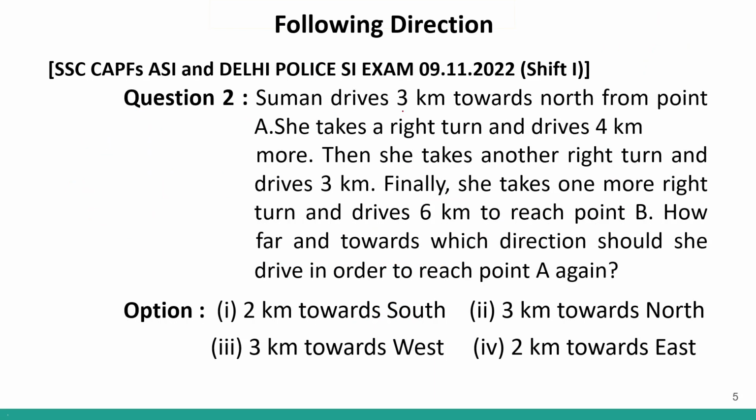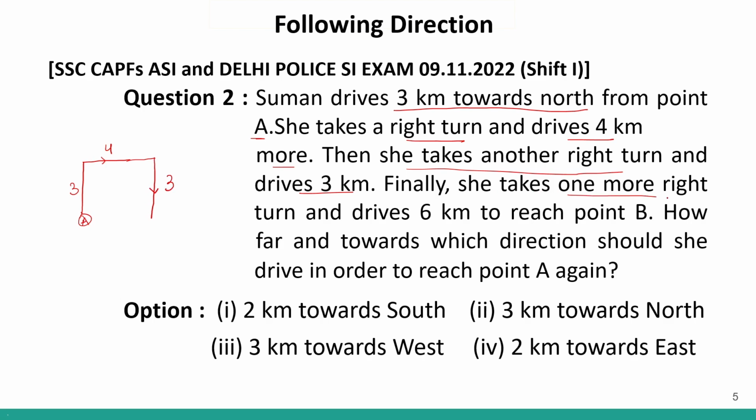Now, Suman drives 3 kilometers towards north from a point A. So there's a point A and Suman is driving 3 kilometers towards north. She takes a right turn and drives 4 kilometers more. So right turn will be in this direction and she drives 4 kilometers more over here. Then she takes another right turn and drives 3 kilometers. So right will be this direction, and she drives for 3 kilometers.